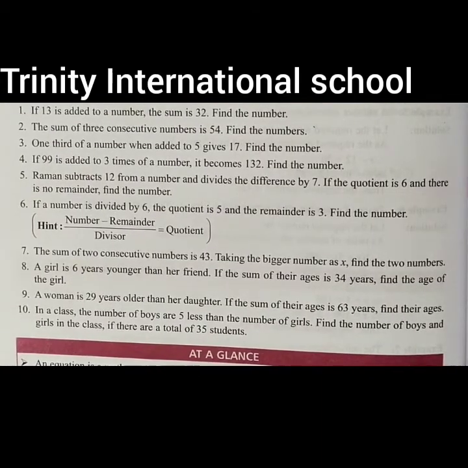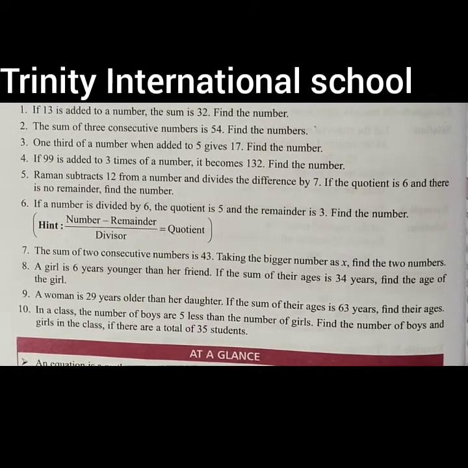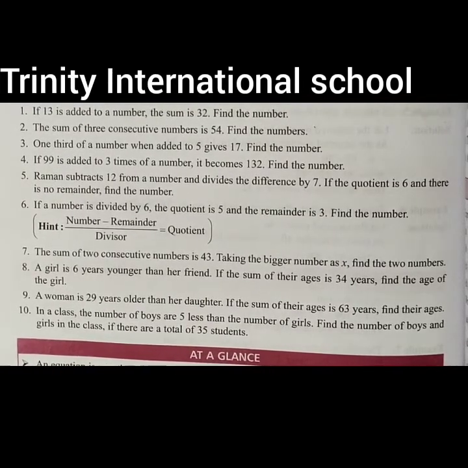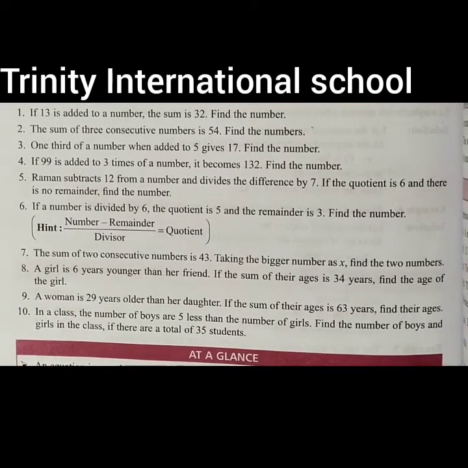Question number 8. A girl is 6 years younger than her friend. If the sum of their ages is 34 years, find the age of the girl. So you have been given the conditions and you have to find the age of the girl. So a girl and her friend are there, and her friend is 6 years older.